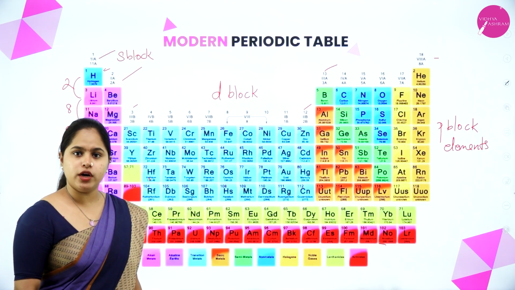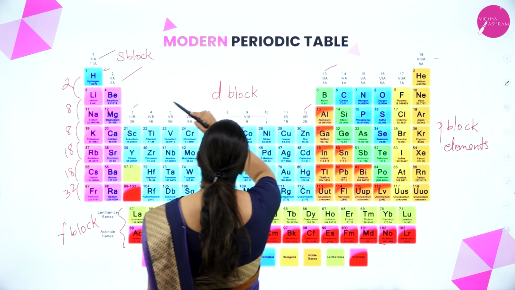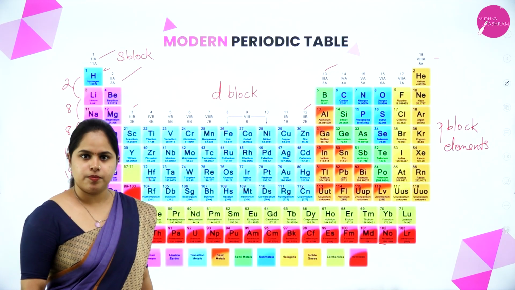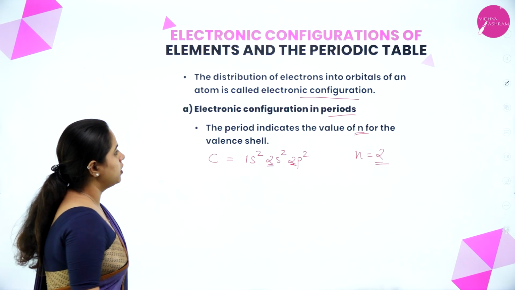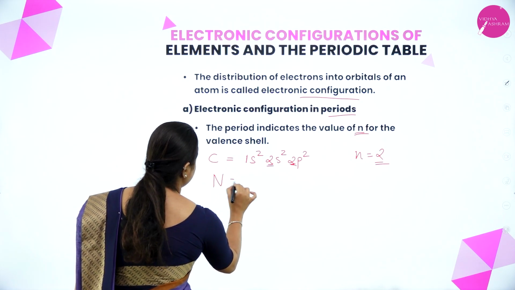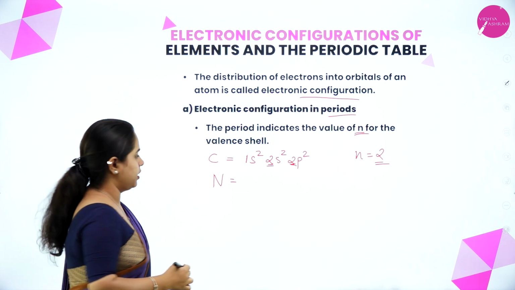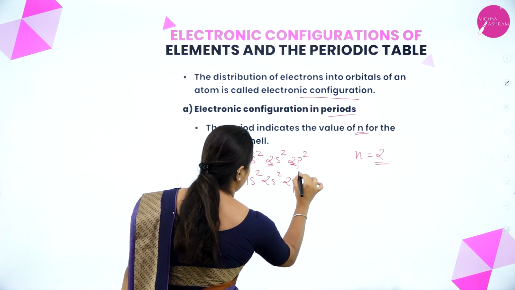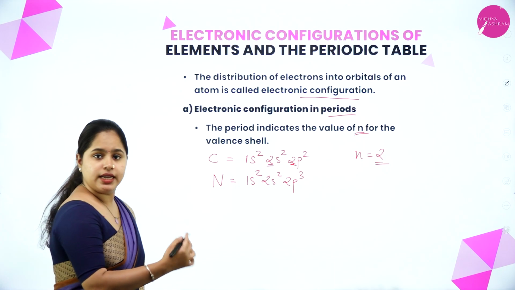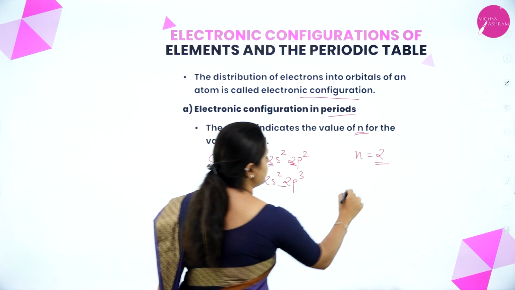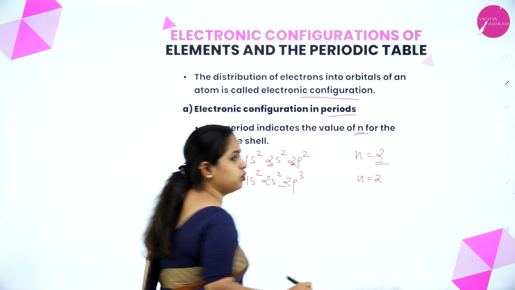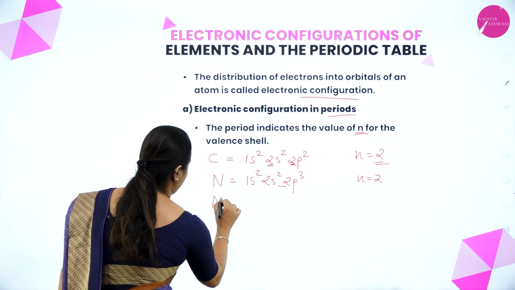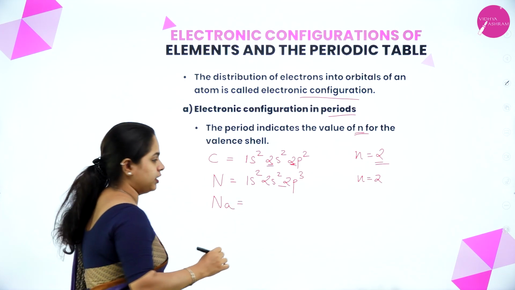From the periodic table, you can see this is the first period and this is the second period. Carbon belongs to the second period, right? Let's take one more example, nitrogen. The atomic number is 7, right? It is 1s2, 2s2 and 2p3. The highest n value here is 2 again. So n equal to 2 means it belongs to period 2, the second period. Let's take one more example, sodium. Sodium's atomic number is 11, right?